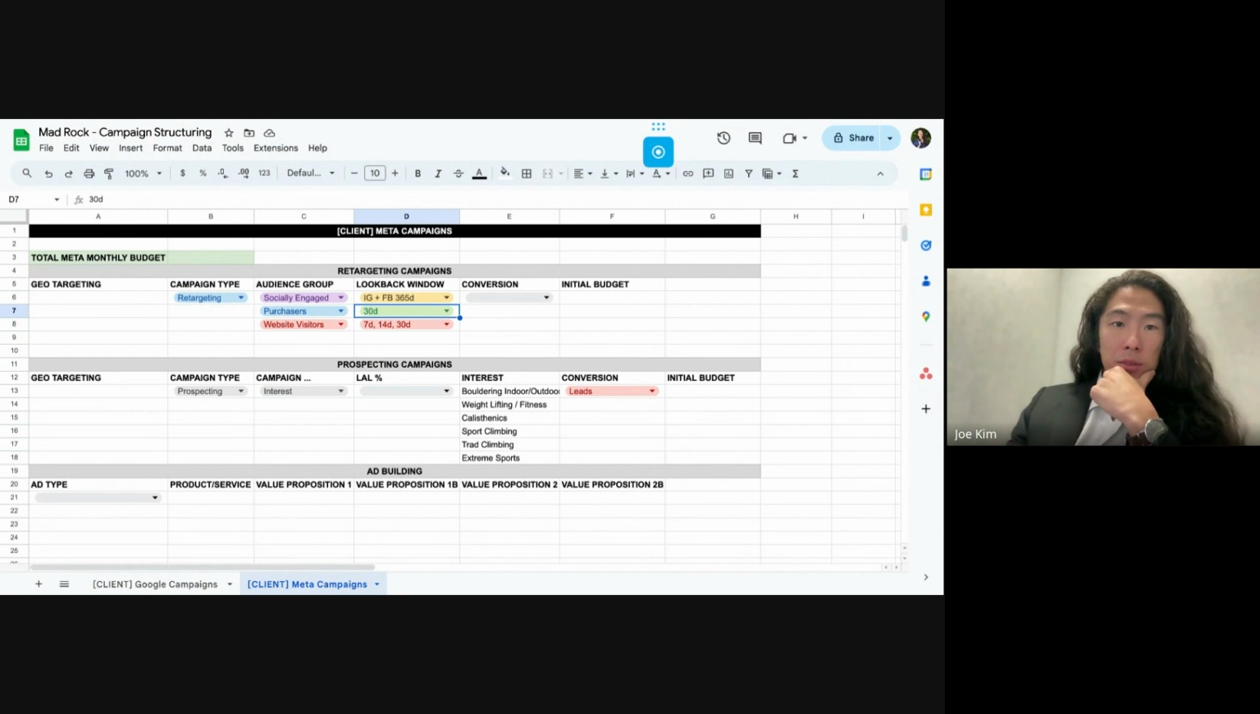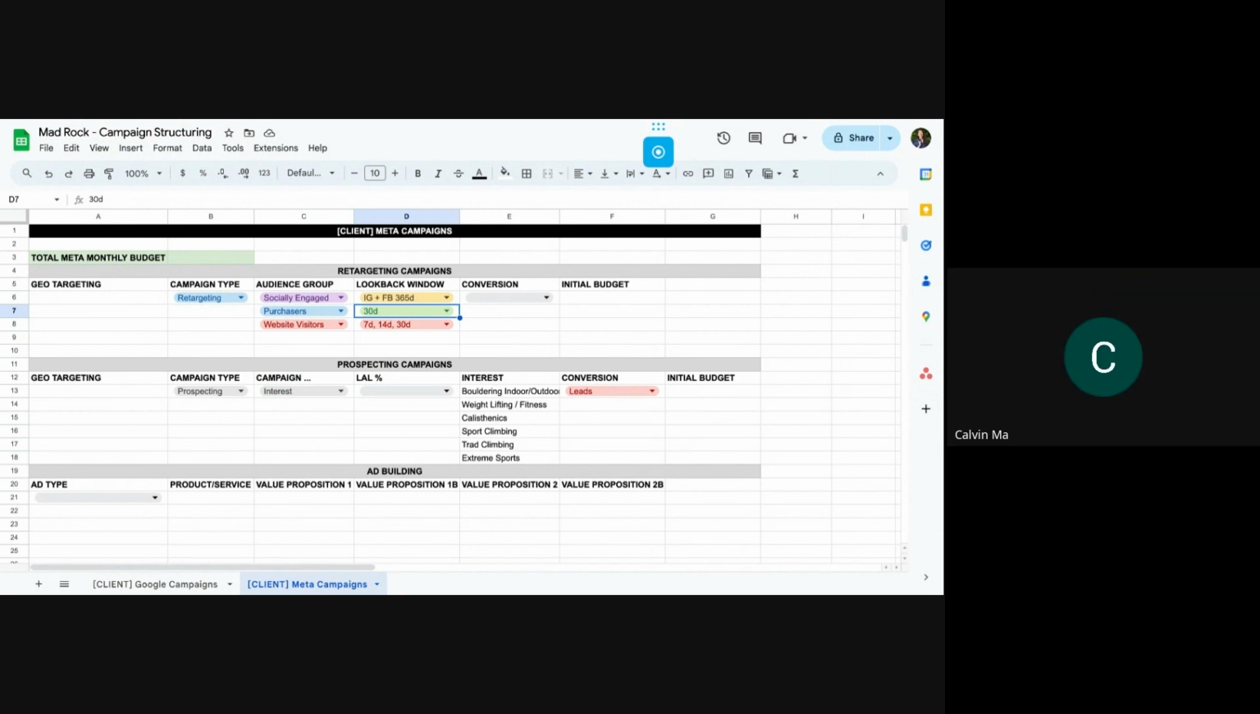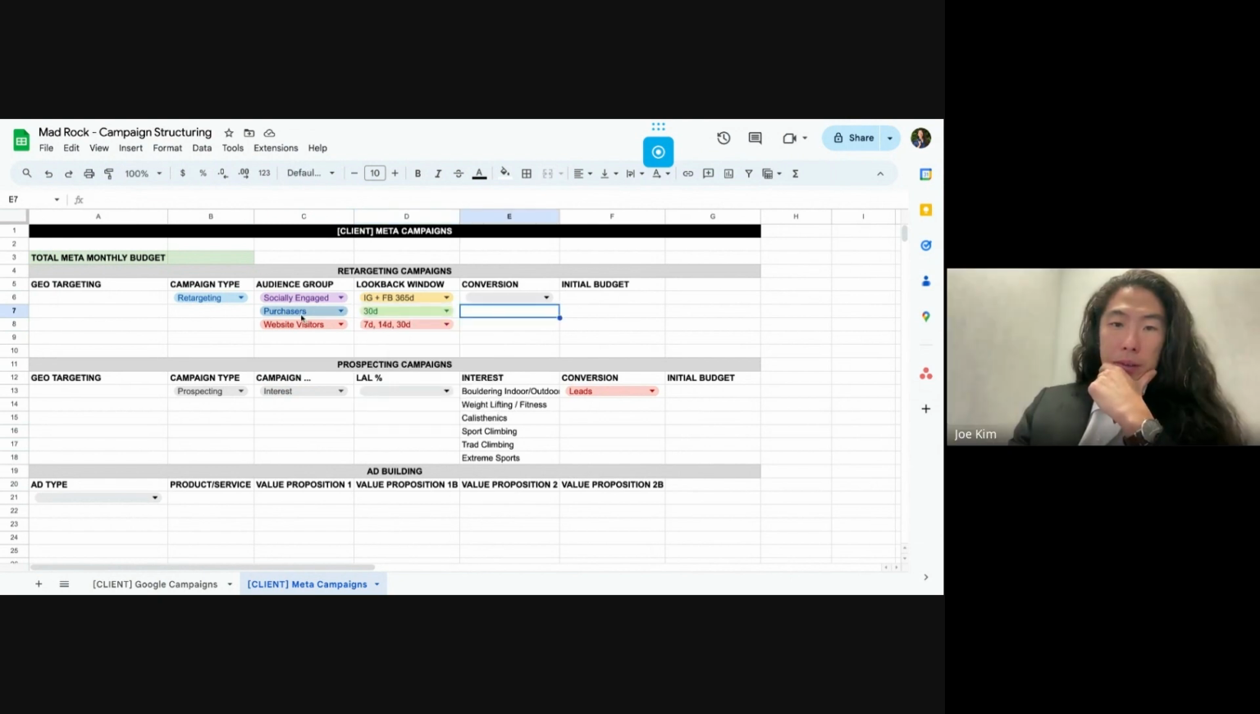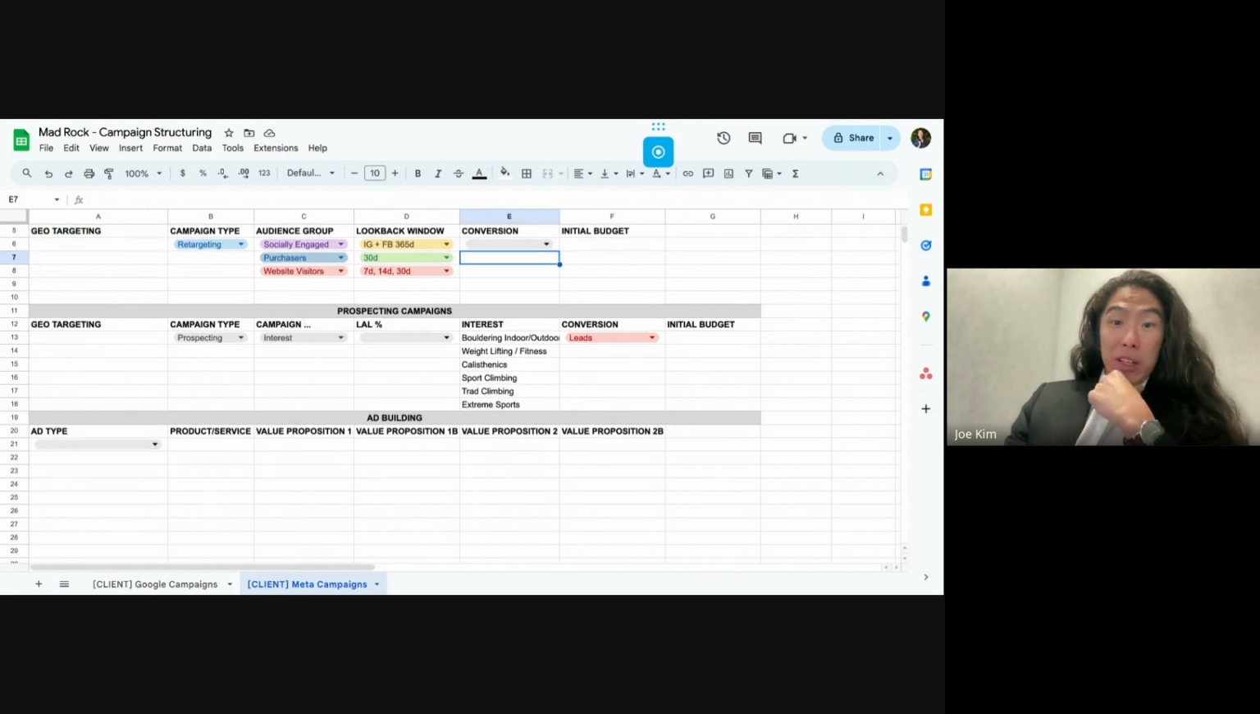Any thoughts there, Calvin? Yeah, purchasers could go even further, like I feel like 30, 60, 90, because there's a potential of their shoes wearing down, getting new shoes. There's those elements as well, the wear and tear of shoes. If they're climbing a lot, then the shoes might last 3 months. Yep, true. Okay, yeah, I've never climbed that much personally, but I can see how you can do that.